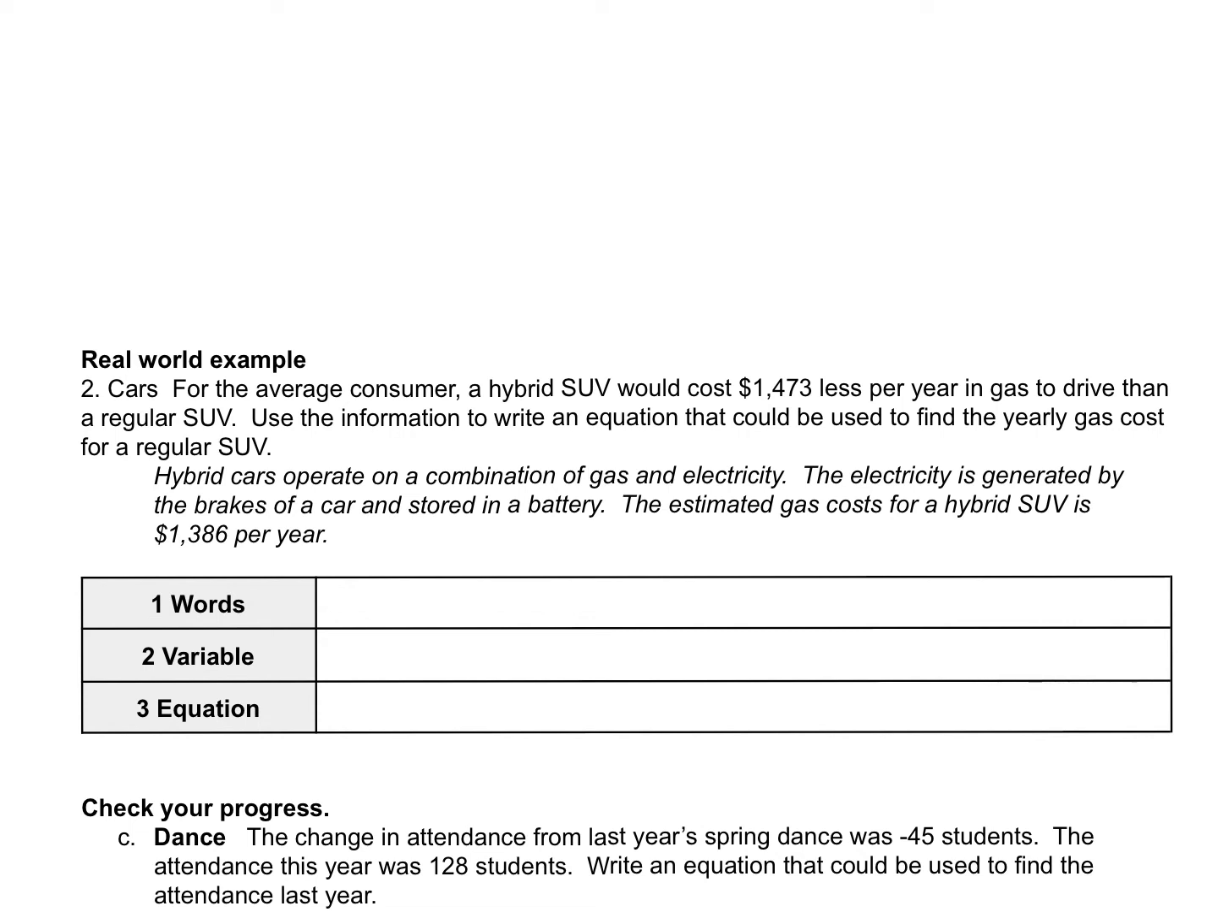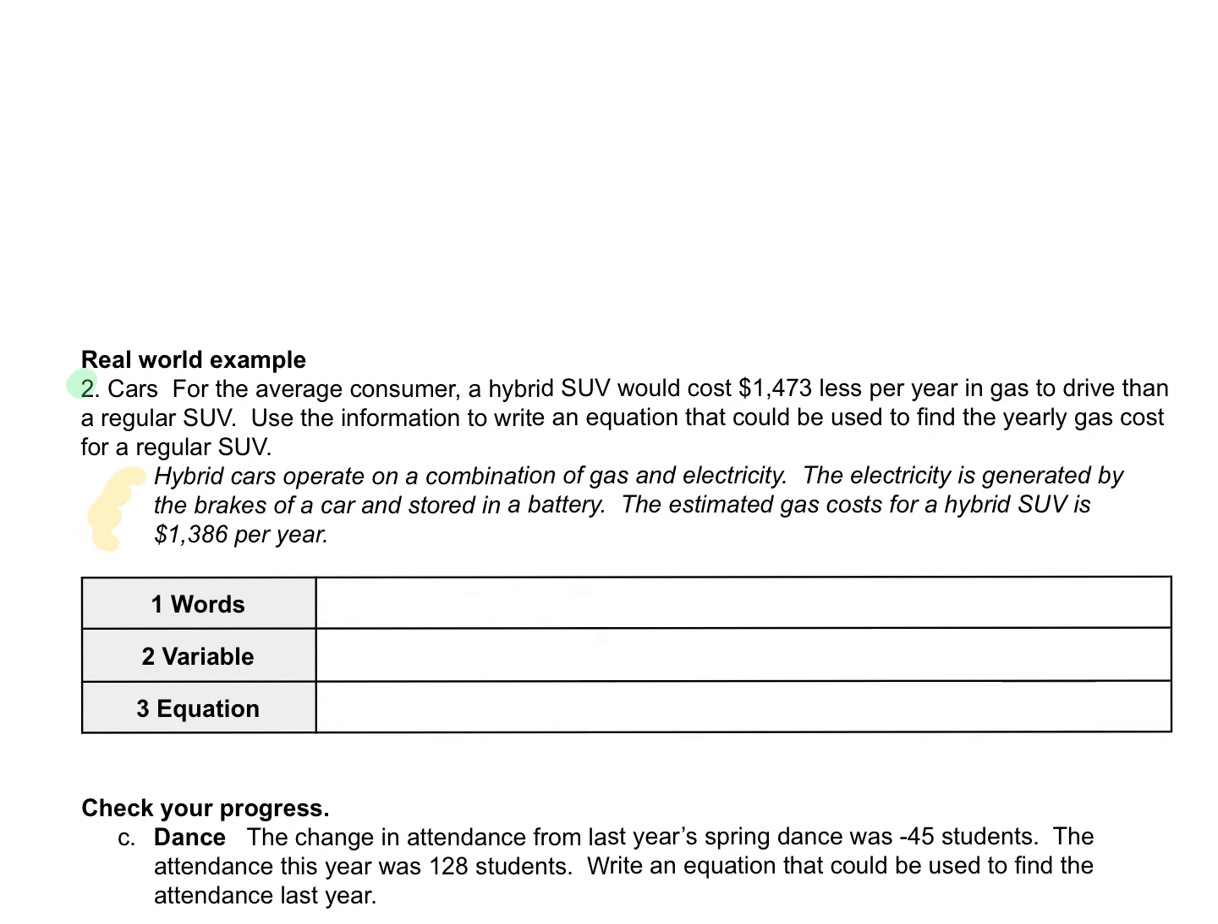So this one, real world example, is a little bit more words here. So you might have to slow down, take your time, read it a couple times. So for this one, cars, for the average consumer, a hybrid SUV would cost $1,473 less per year in gas to drive than a regular SUV. So right now I'm just thinking, okay, it's a lot of info. I kind of want a hybrid. I have one. Use the information to write an equation that would be used to find the yearly gas cost for a regular SUV. So that's some information. I don't think it's enough. And I noticed they give me a little bit more here.